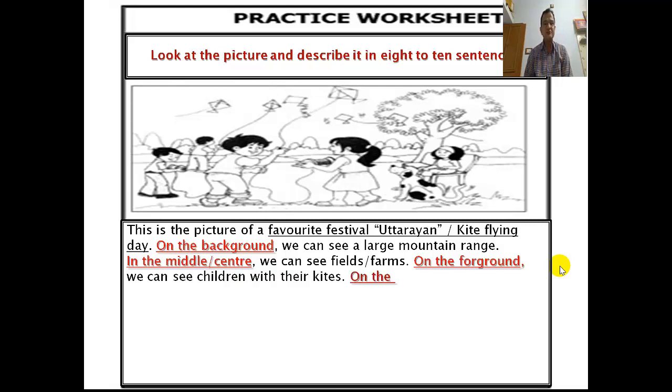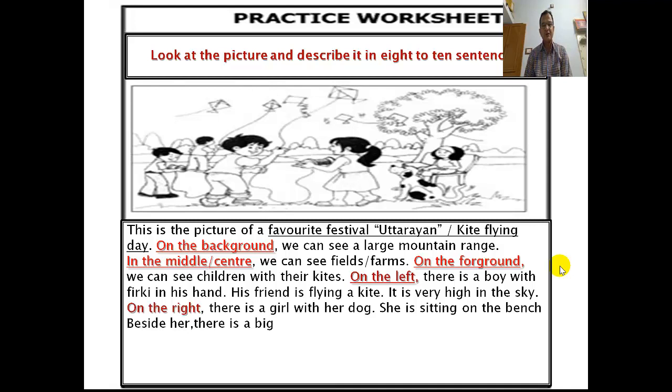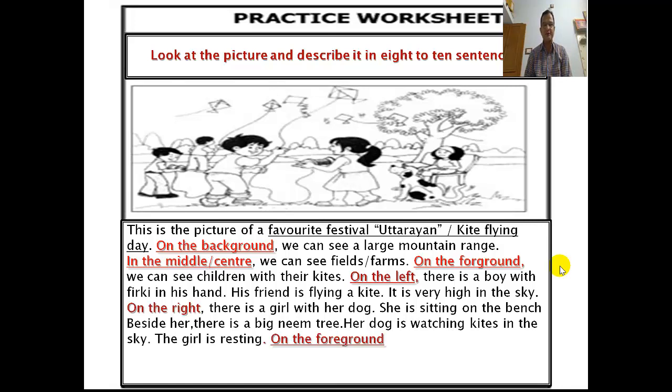On the right there is a girl with her dog. She is sitting on the bench. Beside her there is a big neem tree. Her dog is watching kites in the sky. The girl is resting. On the foreground the brother and her sister are flying kites. They are talking to each other. On the top the sky is filled with many kites. I like this festival very much.